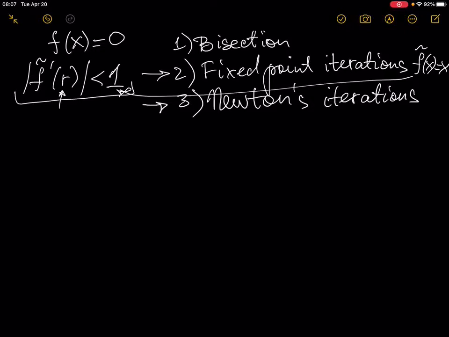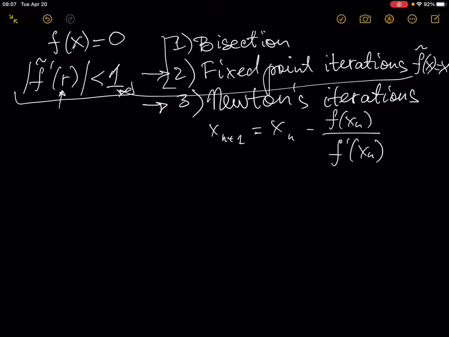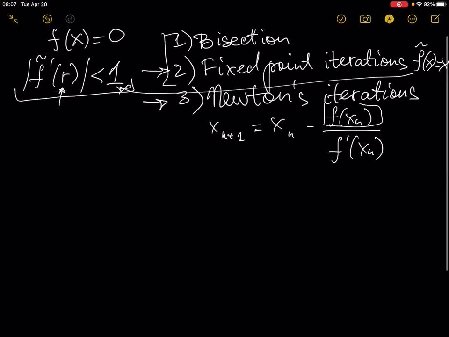And Newton's iterations, it's a good method. It has quadratic convergence with respect to bisection and fixed point iterations. So everything looks good. The only problem is that, as you remember, we had this. We need to know not only the function itself, but also the derivative of the function.